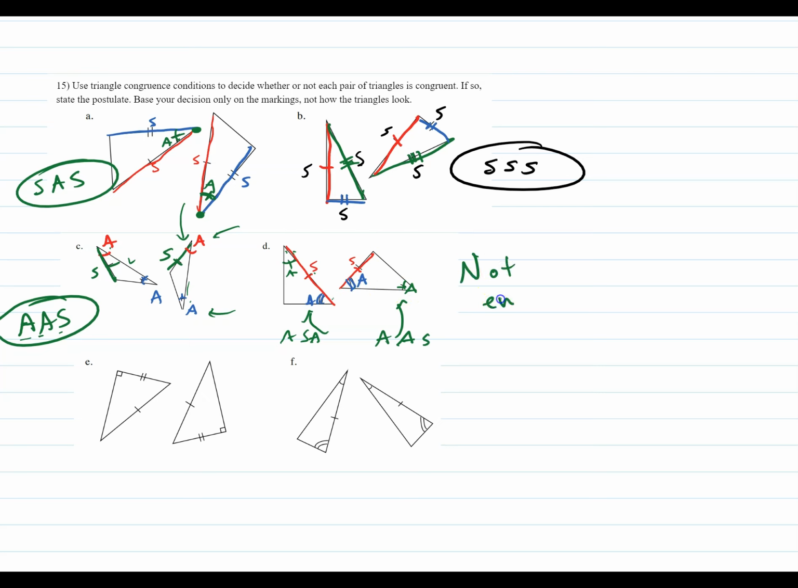So for D, we have not enough information for D because the way the triangles are marked are different.